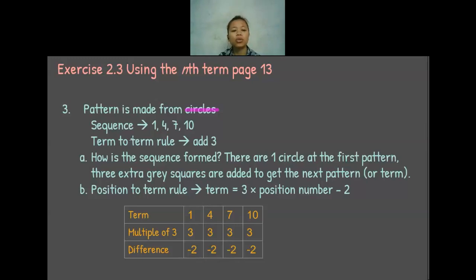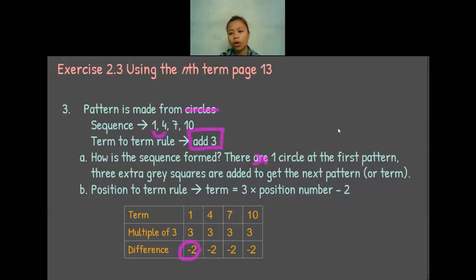For finding the term-to-term rule, we just need to find the difference from 1 to 4. We have to add 3. And then how is the sequence formed? I will just say there is one square at the first pattern. We need to add 3 extra gray squares to get the next pattern. For the position-to-term rule, it will be 3 times position number minus 2. Why minus 2? Because the difference is negative 2. Why is the position number multiplied by 3? Because the term-to-term rule is add 3.